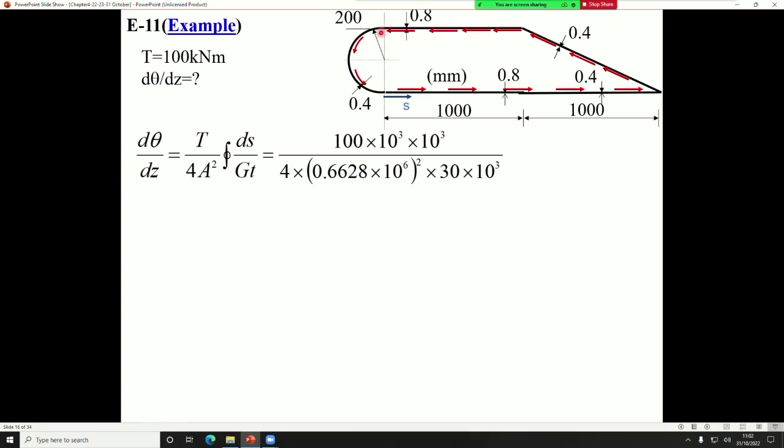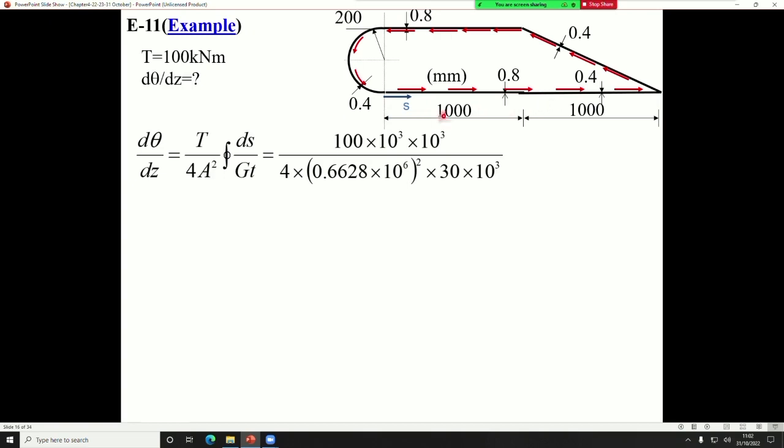It doesn't make any difference where you put it. What is ds over t? Ds is actually the length of a panel. So starting from this point, I'm finding this loop integral. I divide it into 1, 2, 3, 4, 5 sections. So I start from section 1 on this curvilinear coordinate system.